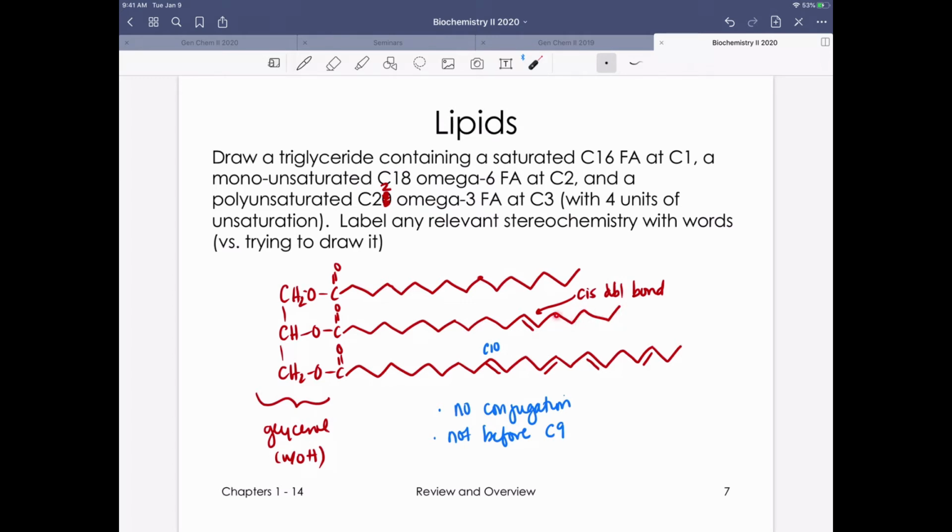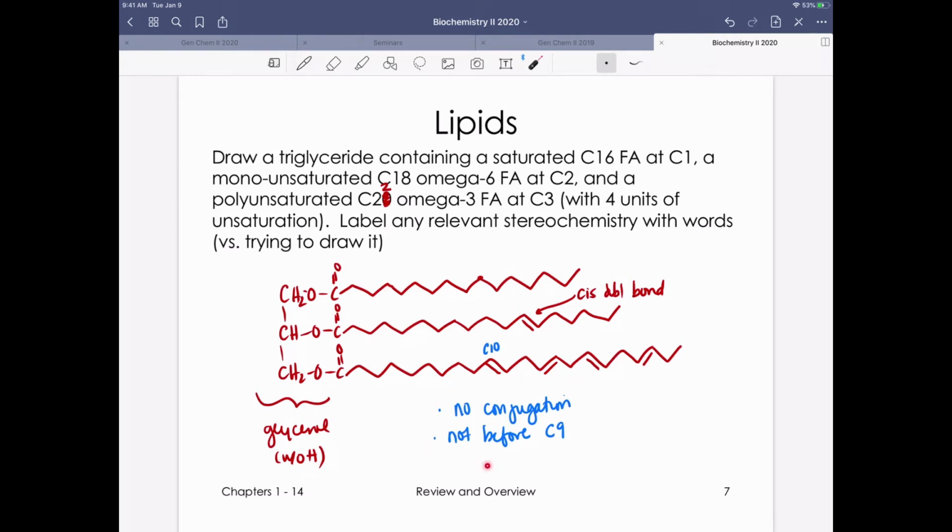So again, omega-6 fatty acids means that at the 6th carbon in from the end, we're going to have our first double bond. Omega-3, we come in 3 carbons from the end. Again, be able to recognize that those are going to be double bonds in the cis configuration.